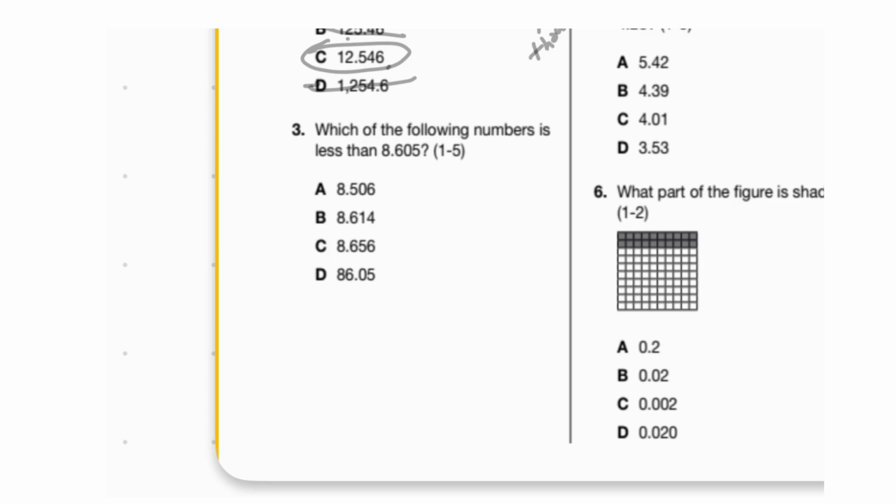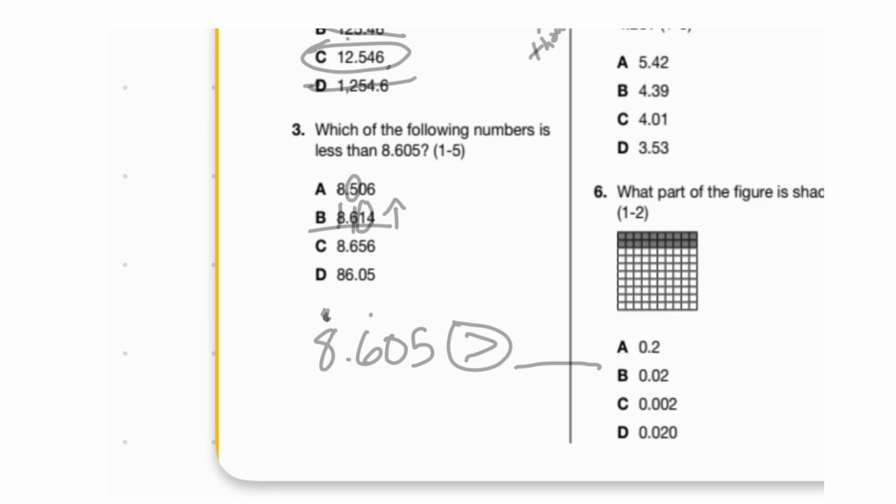Which of the following numbers is less than 8 and 605 thousandths? So we want a number that's going to be less than this number. If we make sure we have the 8, this has an 8, this has a 5, this has a 6, so that right away is less than, but you want to keep going just to double check. This one has an 8, this one has an 8, this one has a 6, this one has a 1, so that's going to be greater than, so we don't want greater.